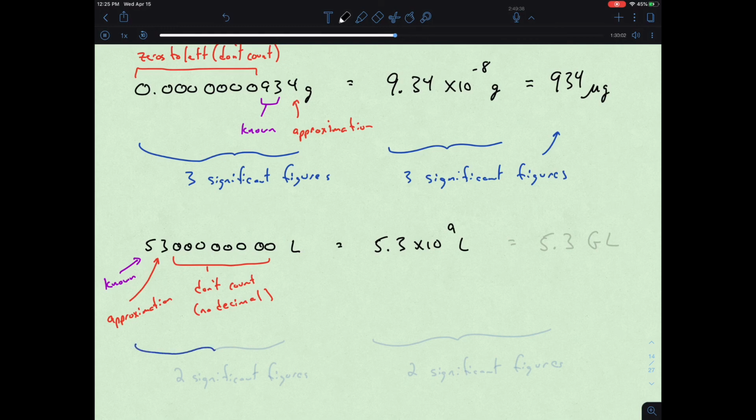And so since we have 2 with the measurement, we would expect the same for just using it in terms of scientific notation, or using the idea of Greek prefixes, which would be 5.3 gigaliters. So the measurement is the measurement, and the tool that's defining the measurement really sets the level of significant figures or the accuracy of the process.